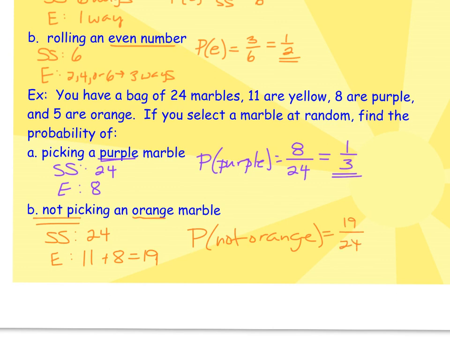Now, who can tell me, would that fraction be closer to 1 or closer to 0? Meaning, would it be more likely to happen or less likely to happen? Those are going to be the kinds of things that you want to consider as you're coming up with these solutions.